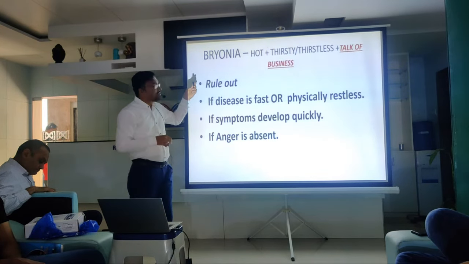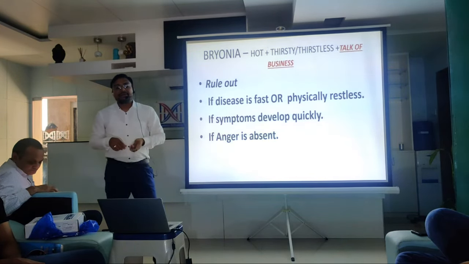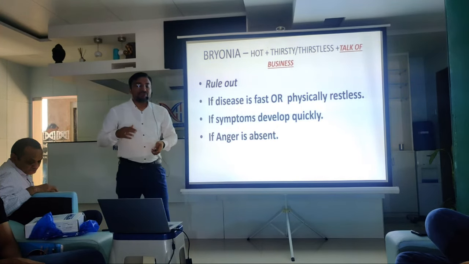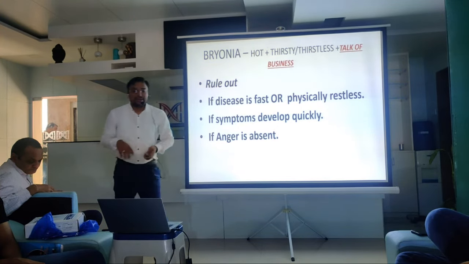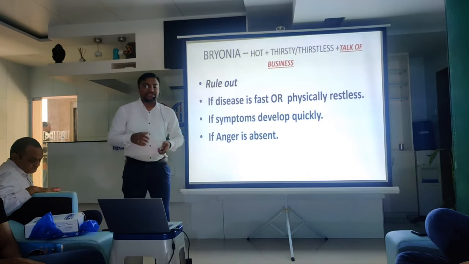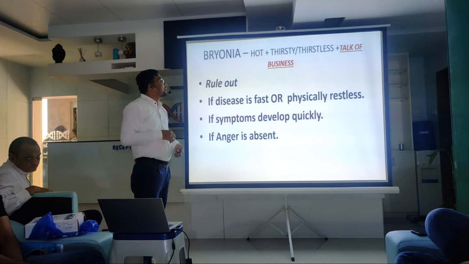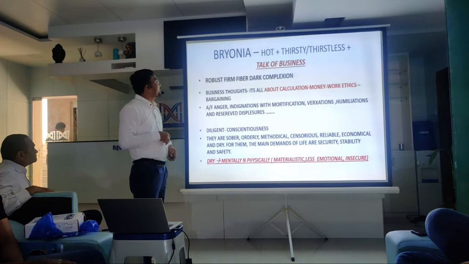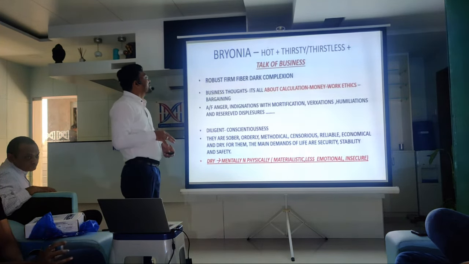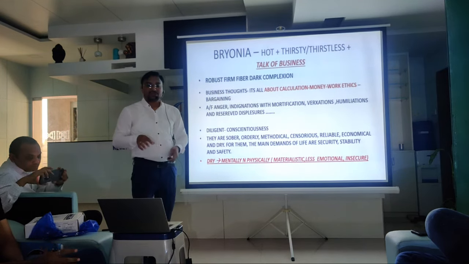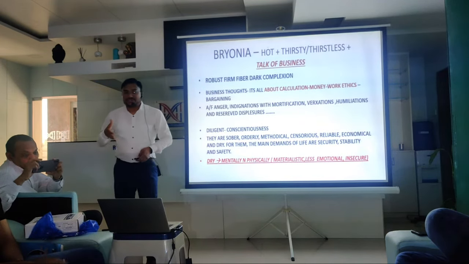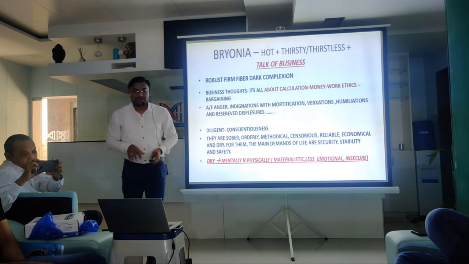Again, it is also a bitter substance, like EPK, right? So everything is coming from the liver, and the liver has anger, an indigestible chunk of anger, there is constant dissatisfaction, nausea and vomiting. Robust, firm fiber, dark complexion. From the handshake, you just confirm this is Bryonia, right?